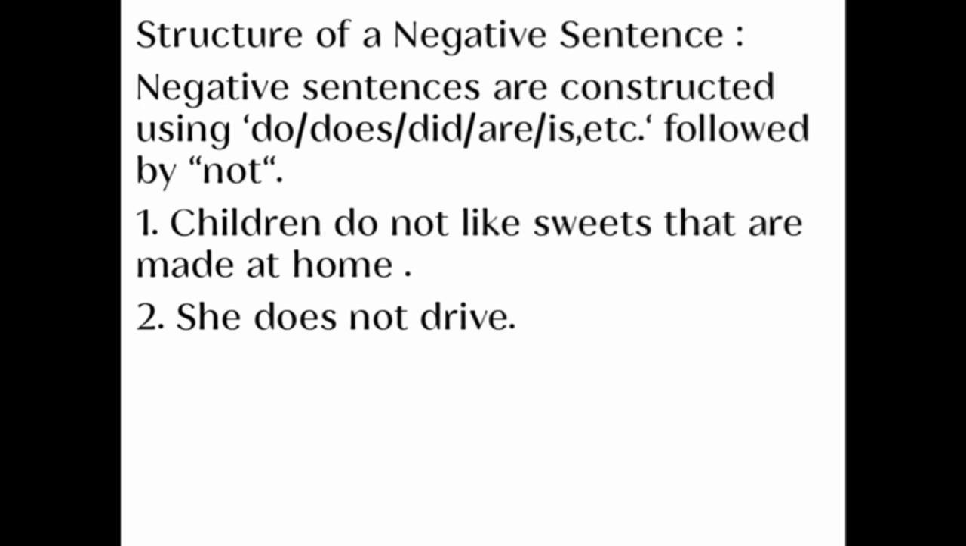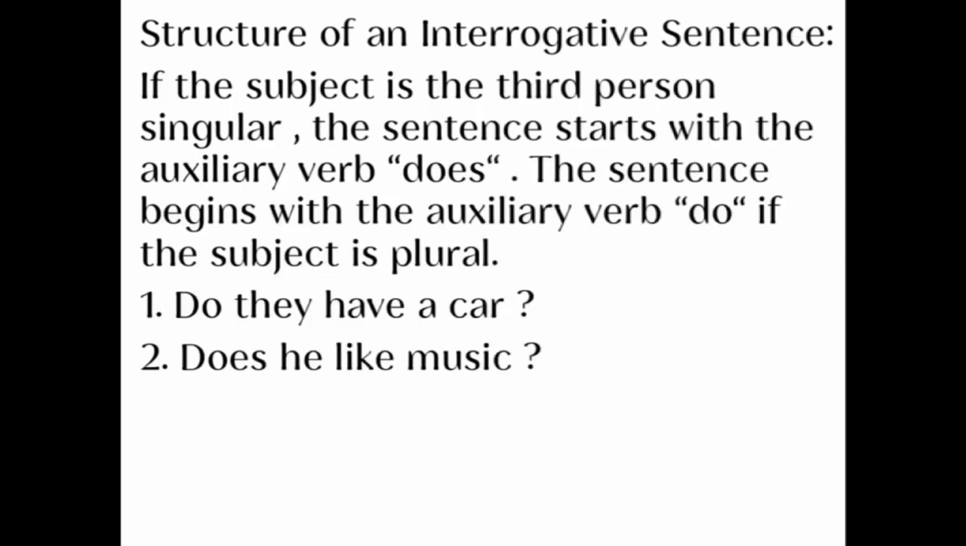The second example is she does not drive. So does is followed by not. The negative sentences are constructed using the words do, does, did, are, is and it is followed by not. This is the structure of a negative sentence.